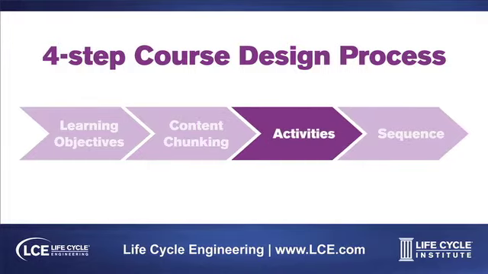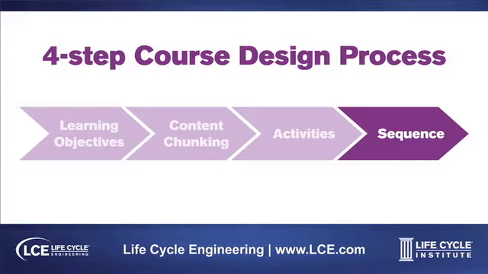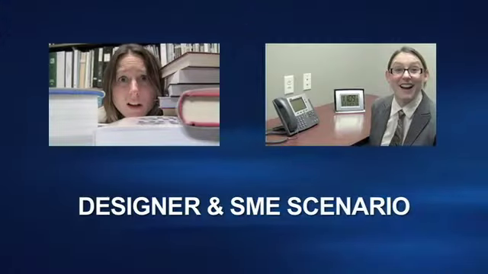Activities. How do we want the learners to interact with or use the information we're giving them in class? Sequence. We typically sequence at the same time as we discuss content and activities. Let's look at an example where the 4-step design process can help you keep your course development project on track.